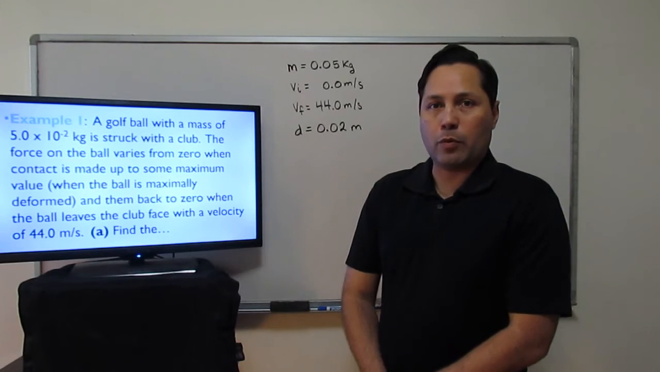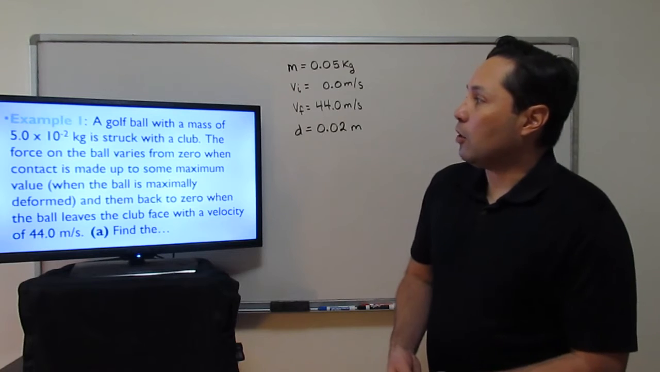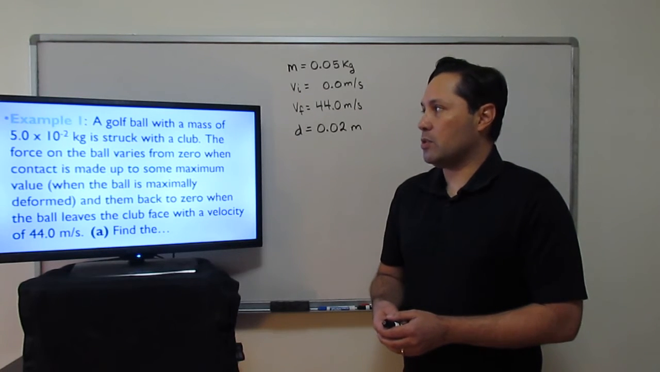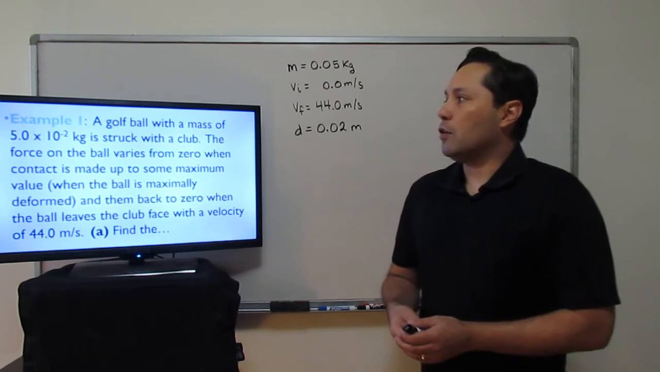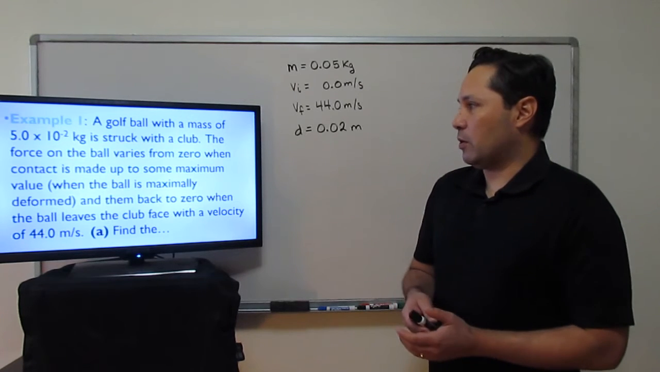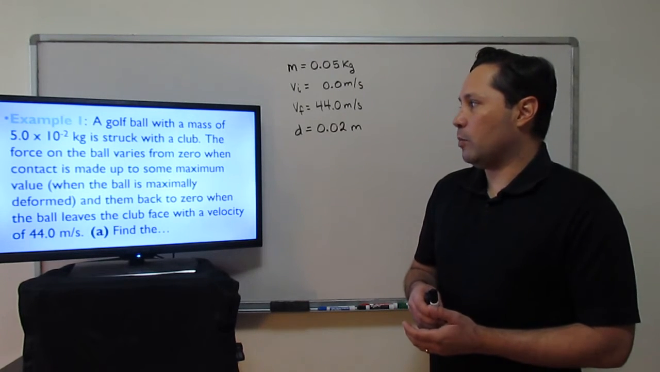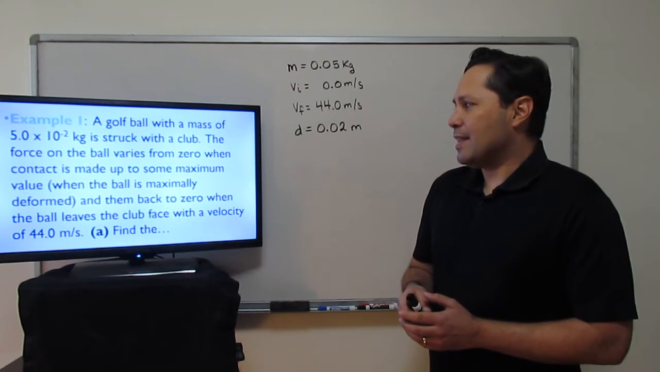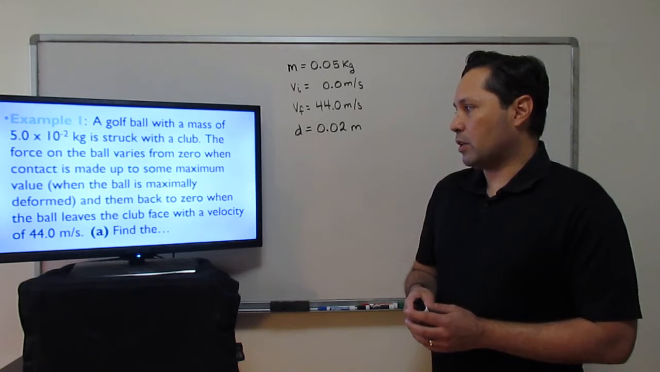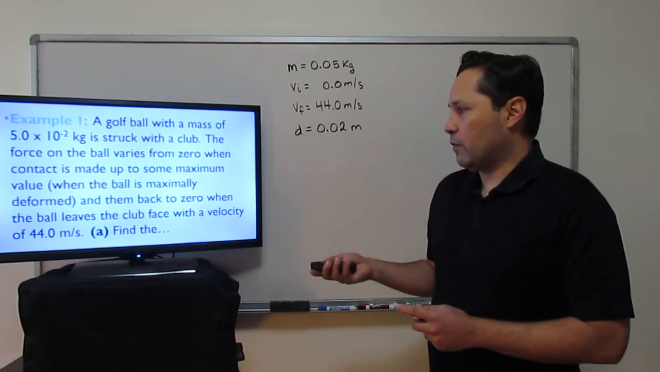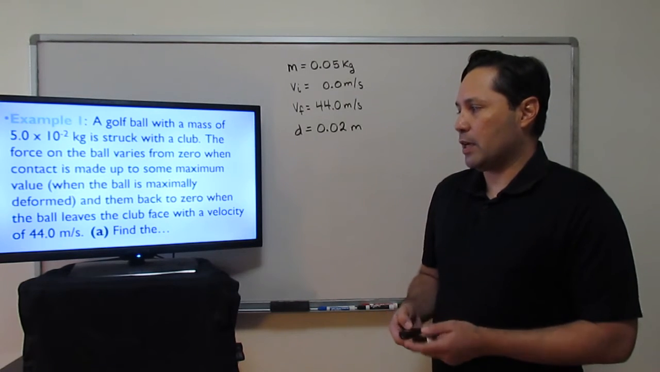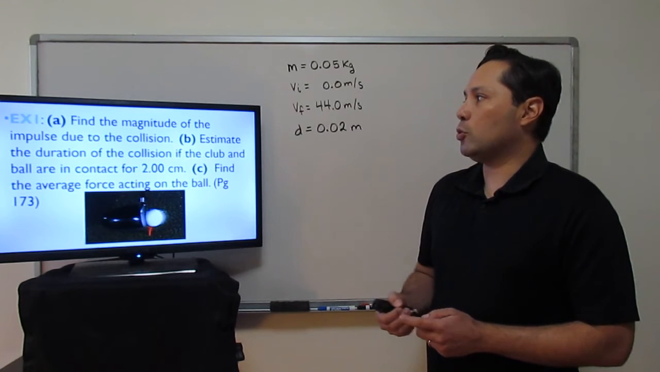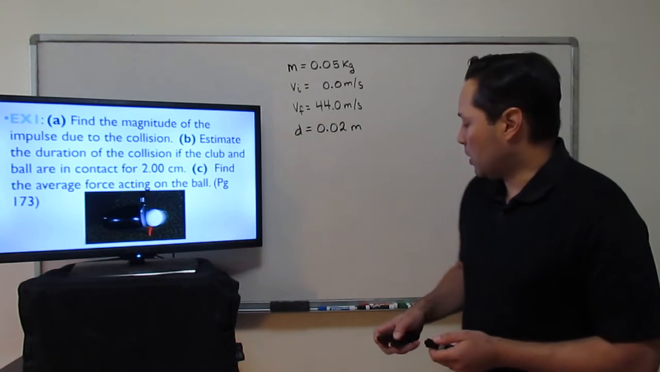In example number 1, we're asked the following question. A golf ball with a mass of 5.0 times 10 to the negative 2 kilograms is struck with a club. The force on the ball varies from 0 when the contact is made up to some maximum value when the ball is maximally deformed, and then back to 0 when the ball leaves the club face with a velocity of 44 meters per second. In part A, they want you to find the magnitude of the impulse due to the collision. Alright, so let's go ahead and get to work on that.